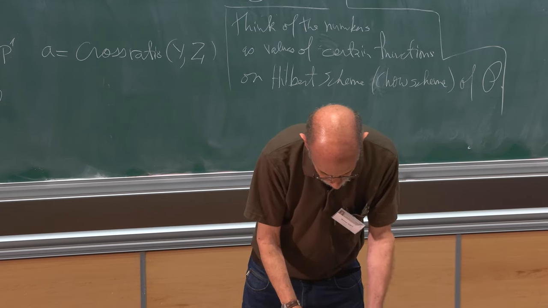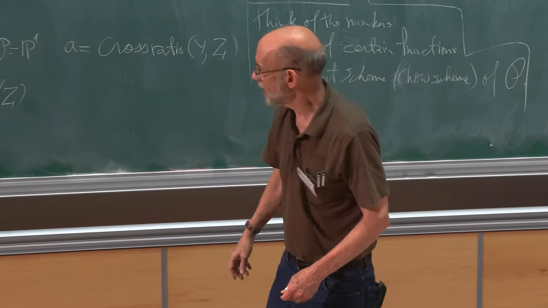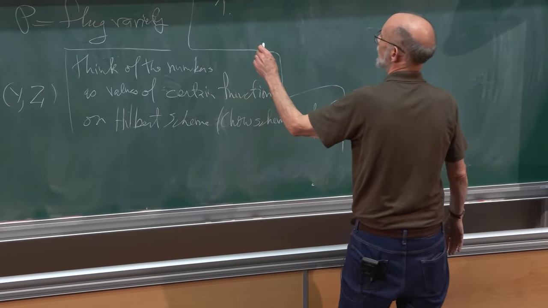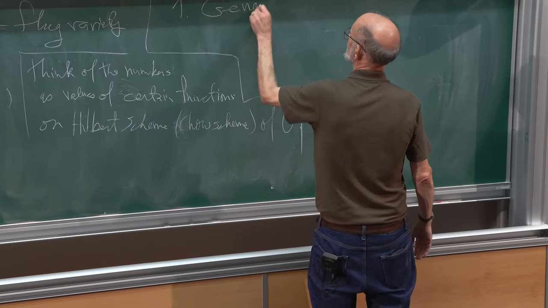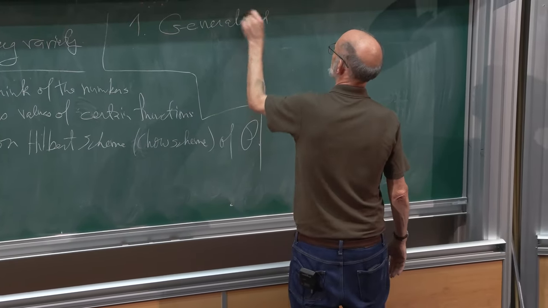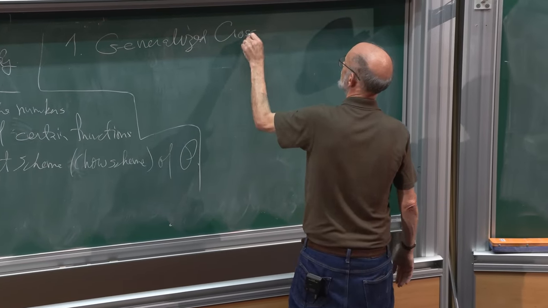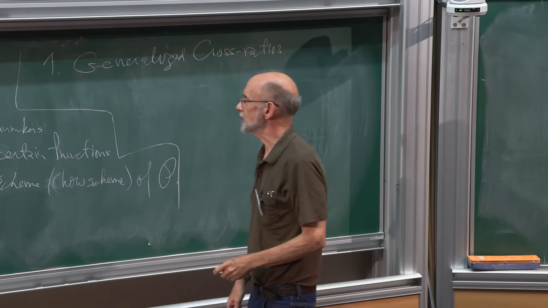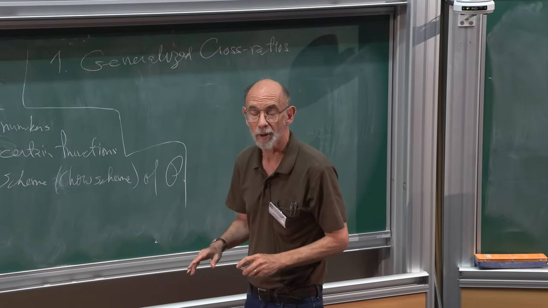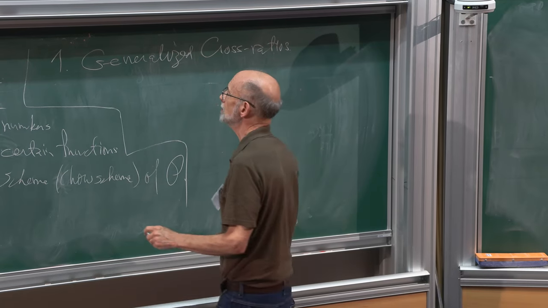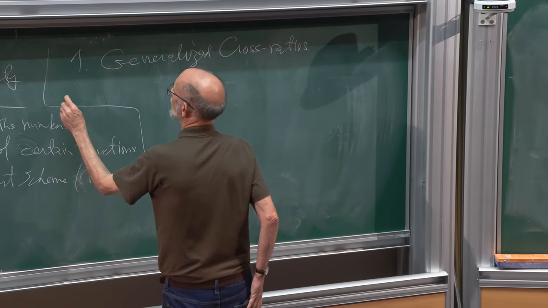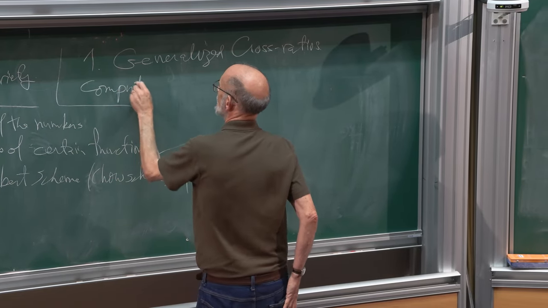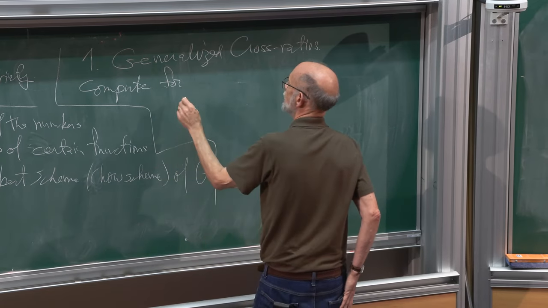Now there are two. That's the first application. And I call these generalized cross ratios. And I just pose as, I think, a really interesting problem, to consider or compute them for flag schemes.